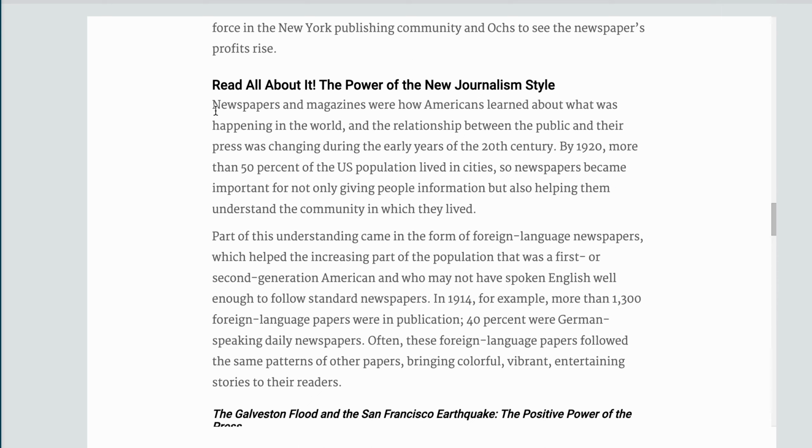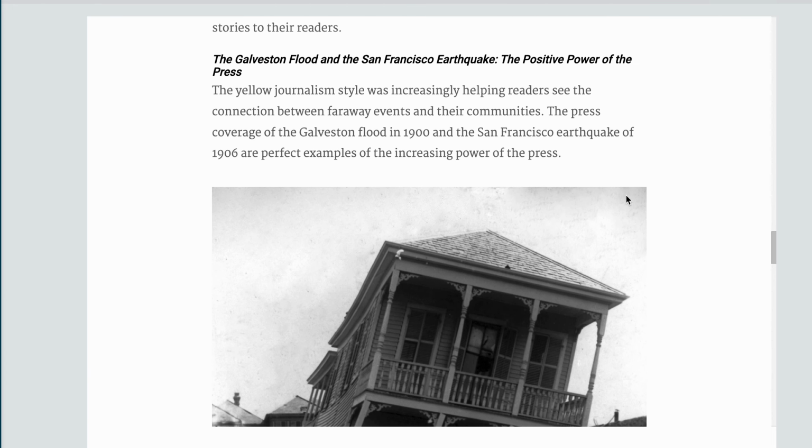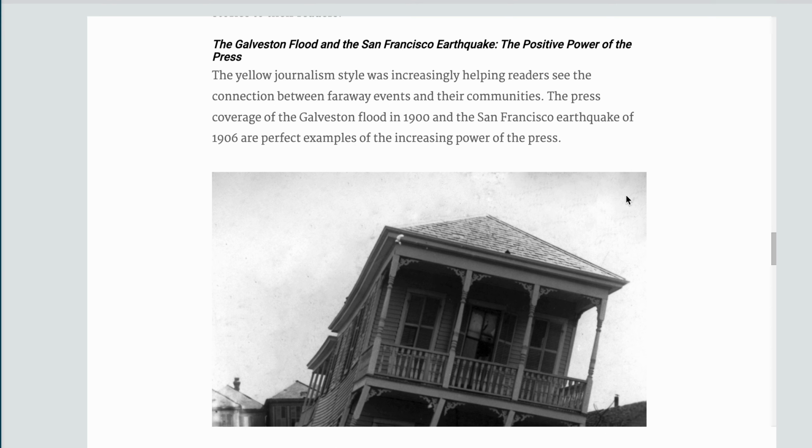Here, read all about it, the power of the new journalism style. Of course, newspapers and magazines were how Americans learned about what was happening in the world, and the relationship between the public and the press was changing during the early years of the 20th century. By that time, everybody would know where to get the information from, which newspaper would deliver the information objectively, and which newspaper would add sensational stories in order to raise their selling income.